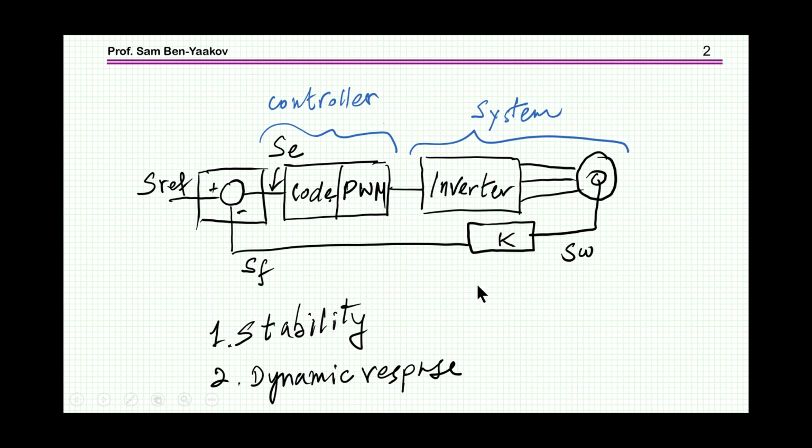So what is the problem we're going to deal with in this seminar? We have a motor or any other system. We have a driver for it, in this case an inverter. And here is the controller that we do have to design. It includes a PWM modulator in this case, and then some code, some algorithm for generating the PWM according to some rule that we are going to develop. And then we have a feedback.